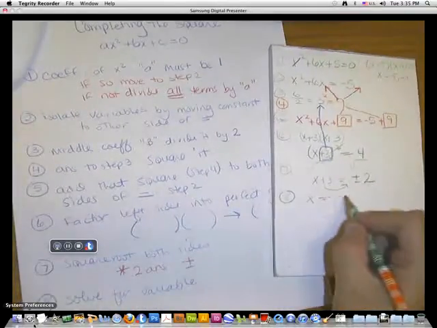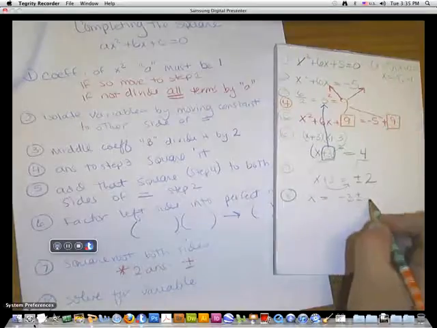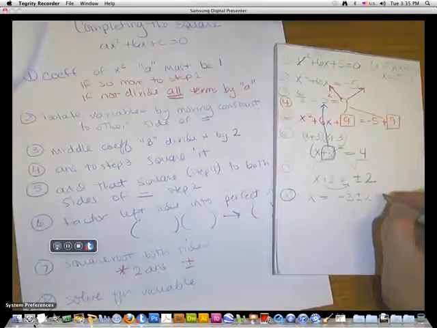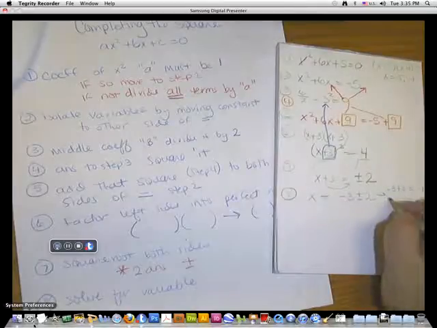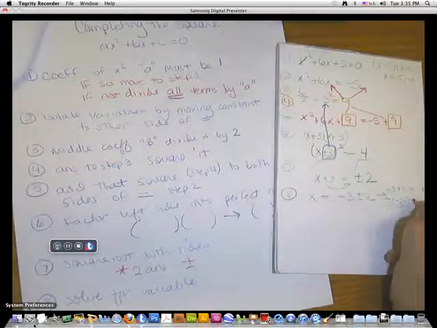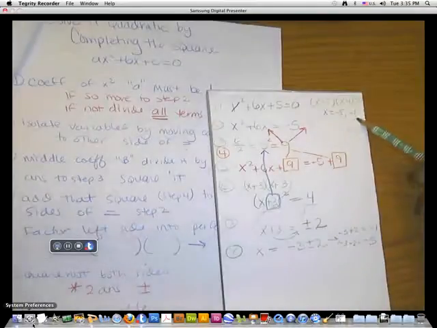So x is -3 plus or minus 2. And we should know that -3 plus 2 is -1, and -3 minus 2 is -5, which is what we would have come up with if we factored it.